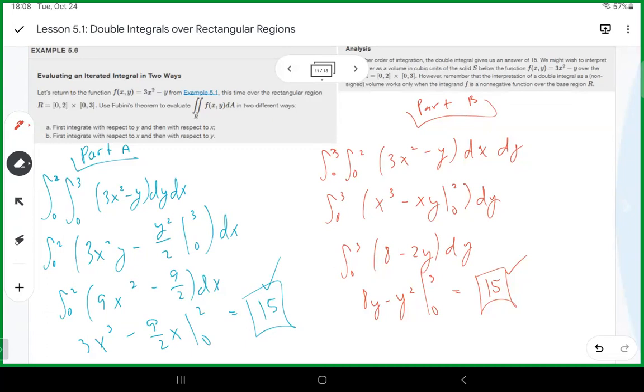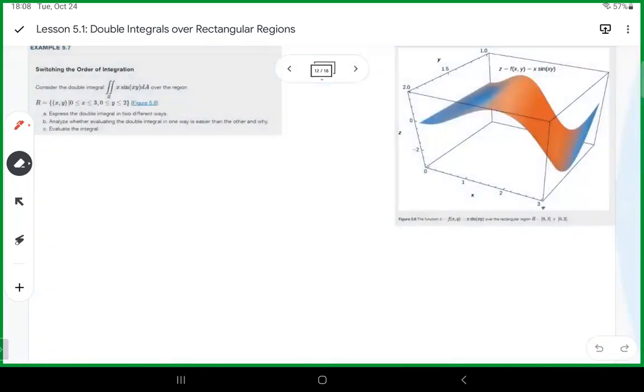All right. Almost done with the first section. Okay. So switching the order of the integration, consider the double integral x sine xy dA over the region. Express the double integral in two ways. So part A will actually have two answers. Part B says analyze whether evaluating the double integral in one way is easier than the other and why. And then part C says evaluate the actual integral.